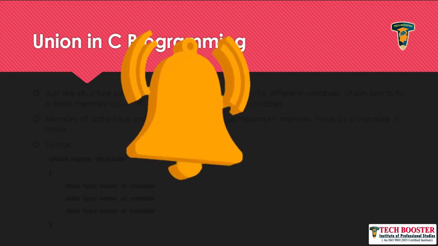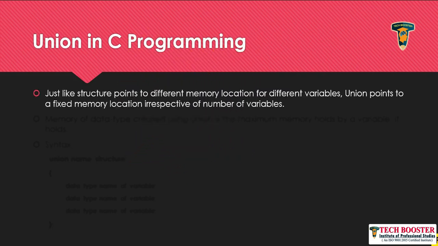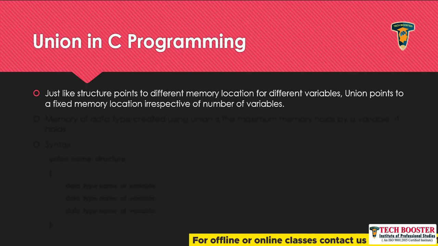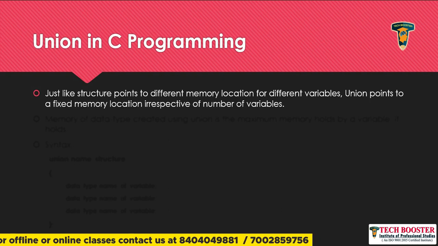Then what is the difference between structure and union? So here you can see, just like structure points to different memory locations for different variables, union will point to a fixed memory location irrespective of the number of variables. Like in our structure, if we have 3 or 4 members with different data types, all of our variables will point to different memory locations and will hold memory according to their data type.